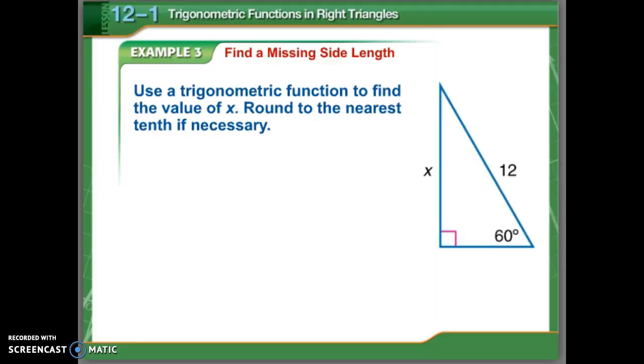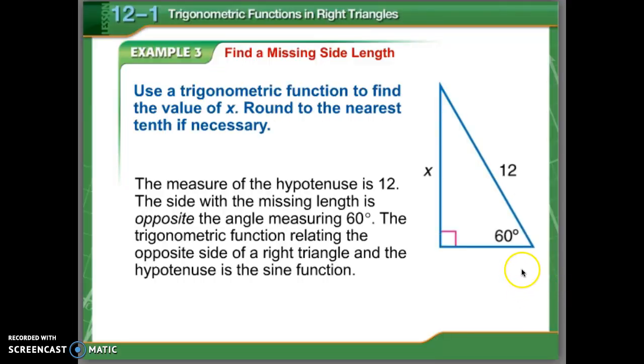All right, example 3, we're going to find the missing side, and we're given an angle and a side on this triangle. It says use a trigonometric function to find the value of x and then round to the nearest tenth if necessary. So what you want to do first is look at our angle. We have an angle of 60 degrees, and we know the side that is opposite from it is x, and we know this 12 right here is across from the right angle, so that's the hypotenuse. So we know the opposite side to our angle, and we know the hypotenuse.